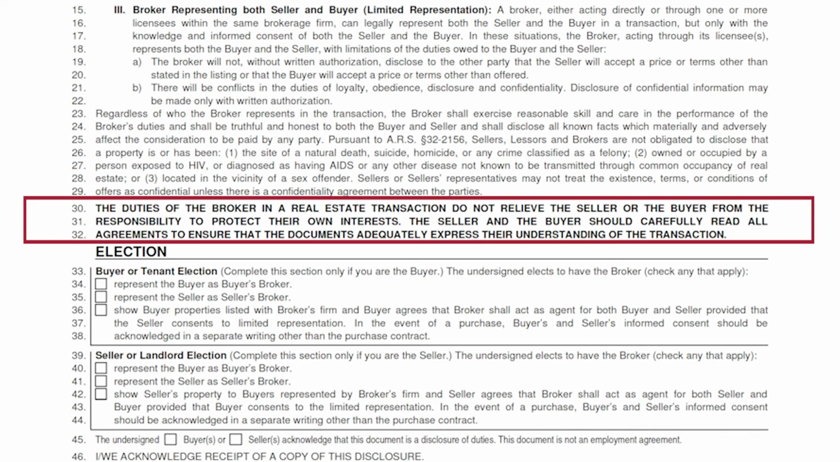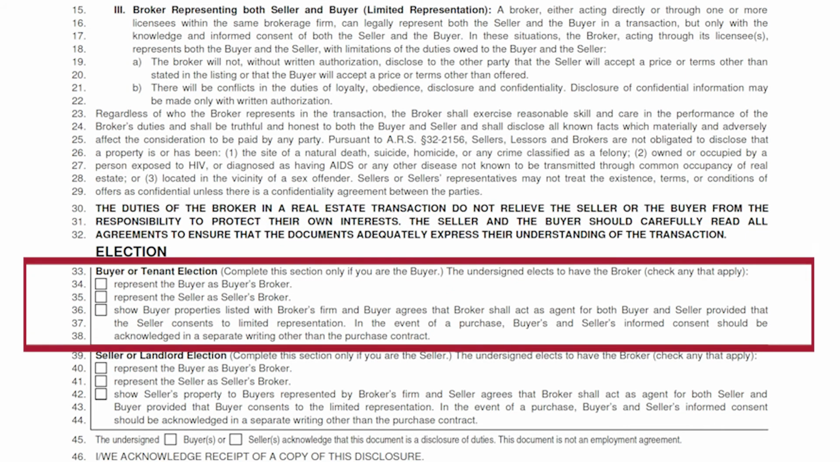Lines 30 to 32 will advise the buyers and sellers that the duties of the broker in a real estate transaction do not relieve them from the responsibility to protect their own interests. The buyer and the seller are responsible for carefully reading all agreements to ensure that the documents adequately express their understanding of the transaction.